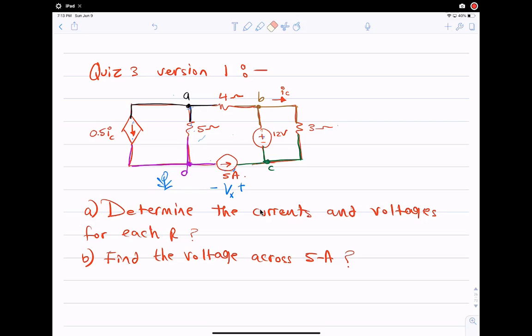Hello everyone and welcome to this session. We'll be taking the first example on Kirchhoff's law.